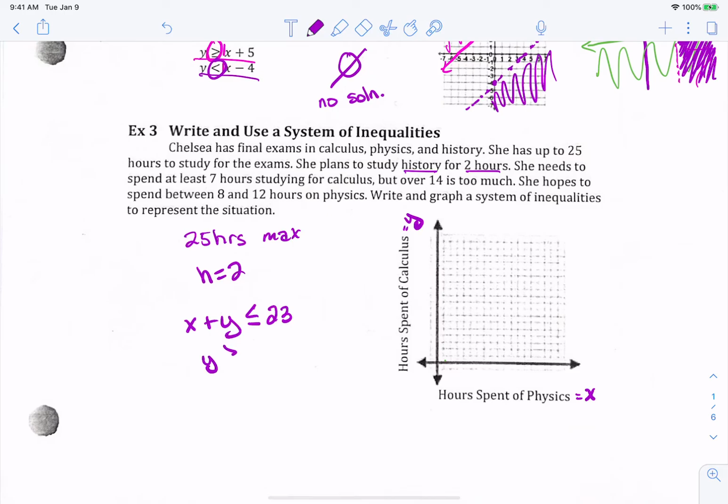Y is greater than or equal to 7. But 14 hours is too much. So that means Y has to be less than or equal to 14.